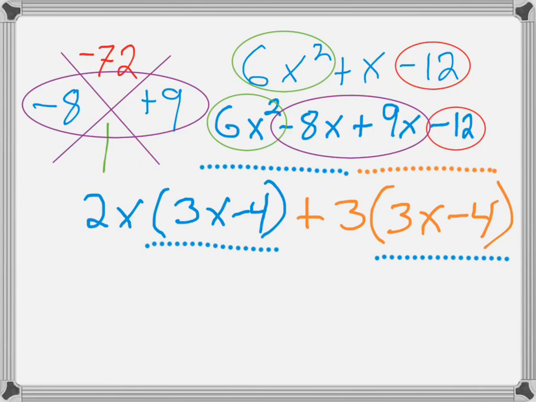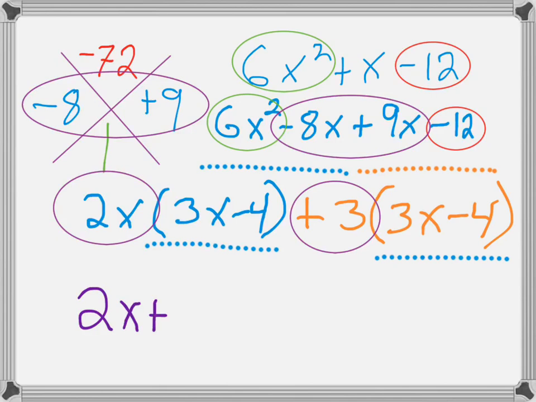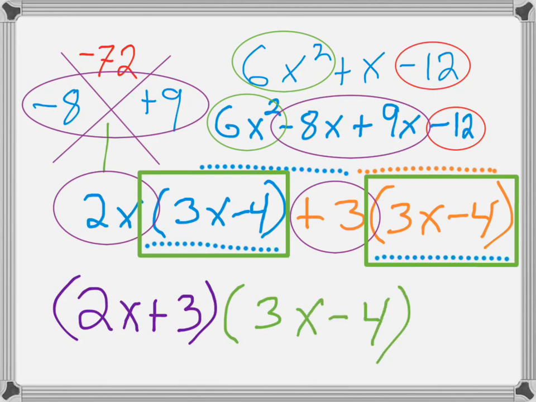And then what you do is you take the 2x and the 3 from there, and you write it as 2x plus 3 in parentheses, and you multiply that times the common factor of 3x minus 4. And there we have factored 6x squared plus x minus 12 into 2x plus 3 times 3x minus 4.